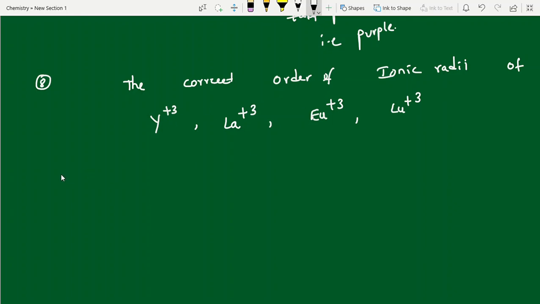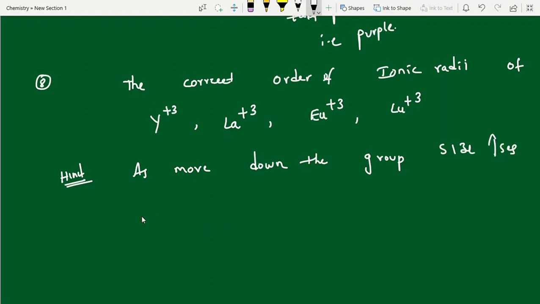So what is the logic point hint I am giving? First, as we move down the group, what happens, students? As we move down the group, size increases. Yes. And as we move across the period, what happens, students? Across the period, size decreases, right? So that's it. Now you apply the same logic.